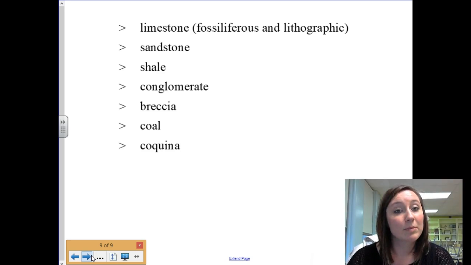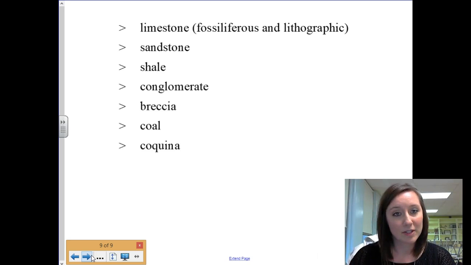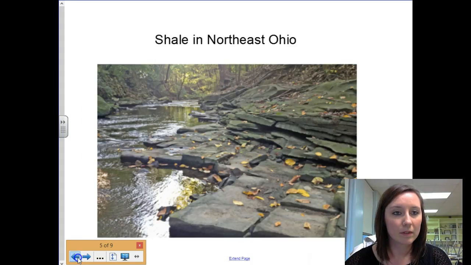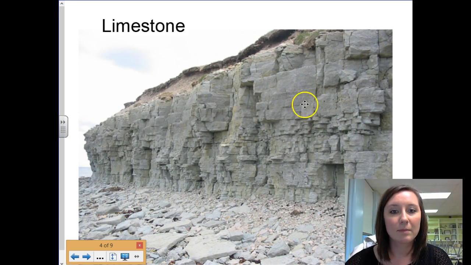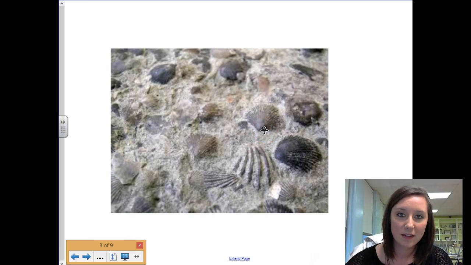The first one is limestone. And these next two words are a mouthful, but it's going to be fossiliferous limestone and lithographic limestone. So if we look back here at our pictures, this is going to be lithographic limestone. You're not really going to see many fossils in it, but in this one here, where we see the fossils, that's why we call it fossiliferous limestone.